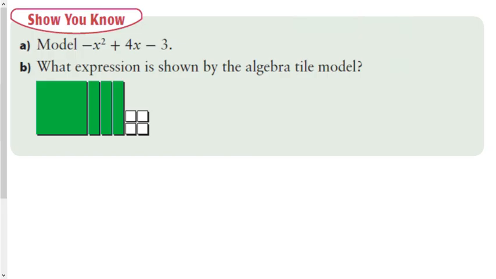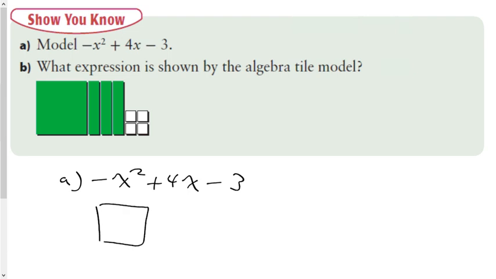If we look at our second one, it says model the following. So negative x squared plus 4x minus 3. What type of, using our newfound vocabulary, what will we call that? A trinomial. It's a negative x squared term plus a 4x term minus a constant of 3, or a negative 3 constant. When we draw it, a negative x squared will be a big old empty square. A positive 4x, that's an x, so we'll have 4 of them. The coefficient of 4 tells us how many of those x's we have. And then our minus 3.